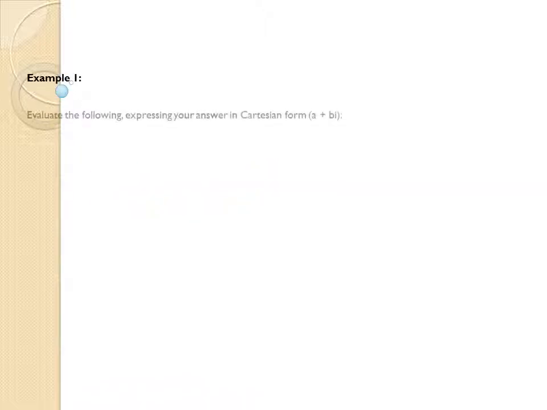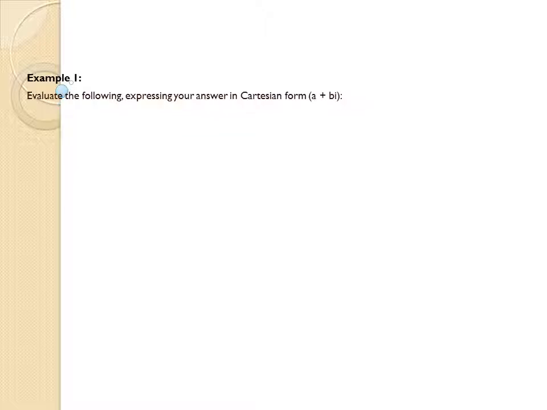Let's take example 1. Evaluate the following, expressing your answer in Cartesian form, that is a plus ib. Sometimes you will find that they will tell you to express your answer in Cartesian form, and they won't tell you that it is a plus ib. So if they tell you to express your answer in Cartesian form, it means you have to derive the complex number into a plus ib format. Or sometimes they can directly write that express your answer in a plus ib form. So whatever may come in the examination.